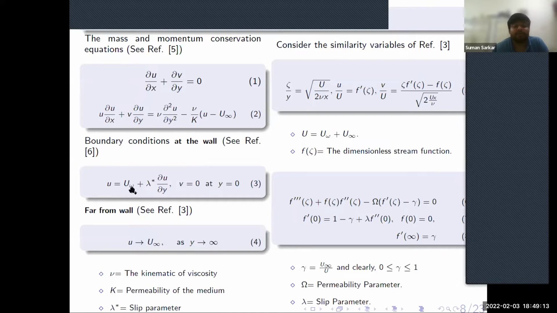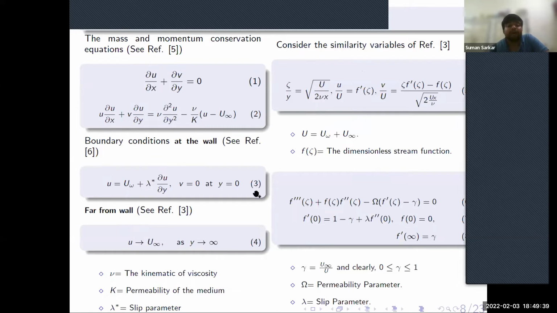Our U_w is the plate velocity, and far from the wall, our velocity is equal to the free stream velocity, that is U_infinity, when y tends to infinity. In this case, we consider the similarity variable in this form, where U is the summation of plate velocity and free stream velocity, and f(zeta) is the dimensionless stream function.